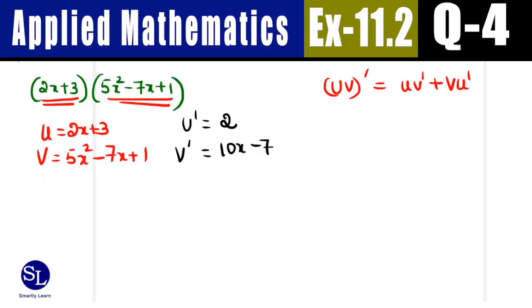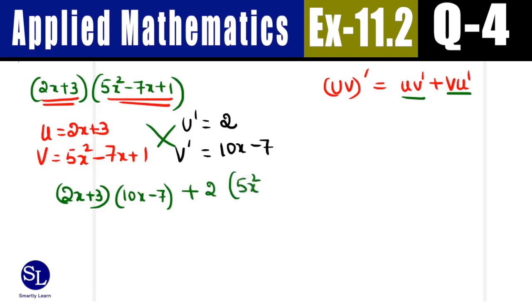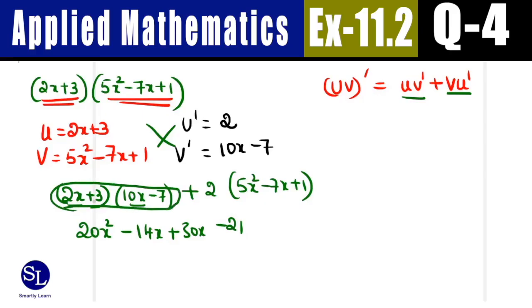So now let's write out the final answer. (uv)' is vu' plus uv'. So let's cross over and write it. This is (2x + 3)(10x − 7) + 2(5x² − 7x + 1). Here let's do the term-wise multiplication. 2x into 10x is 20x² − 14x + 30x − 21. This is the answer for this term-wise multiplication.